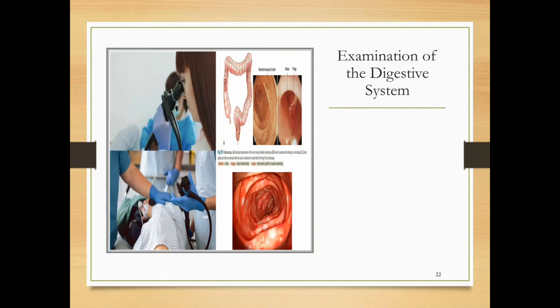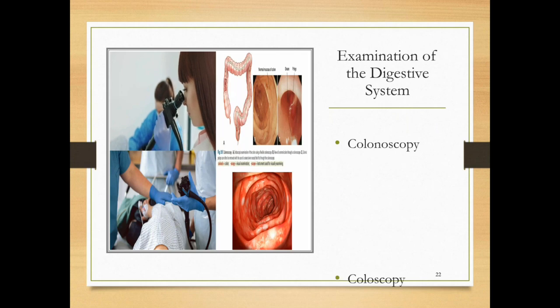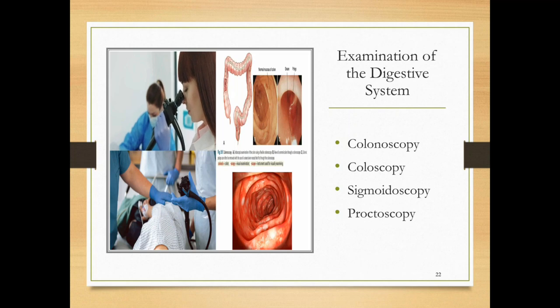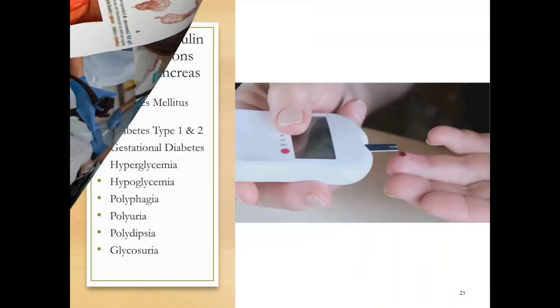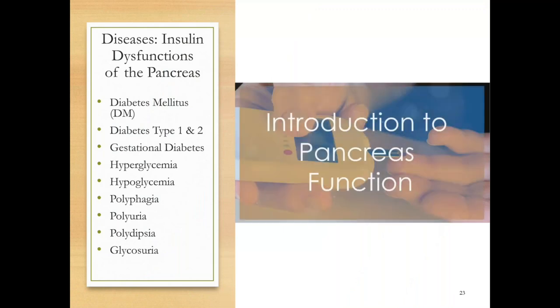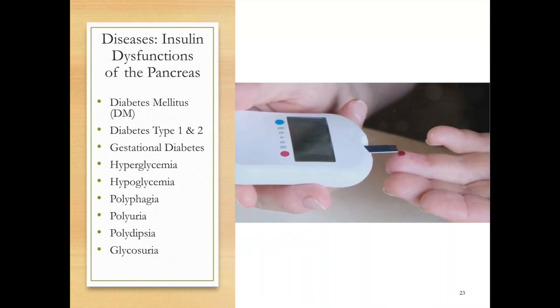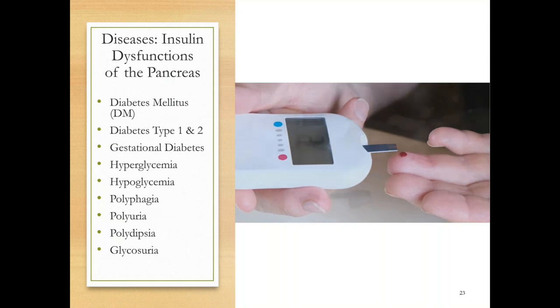Colonoscopy, or coloscopy, is the endoscopic examination of the lining of the colon. Sigmoidoscopy is inspection of the rectum and sigmoid colon. Proctoscopy is the examination of the rectum alone. The basic digestive function of the pancreas is to secrete substances to help with digestion and to secrete insulin to help the blood sugar to get into the cells.